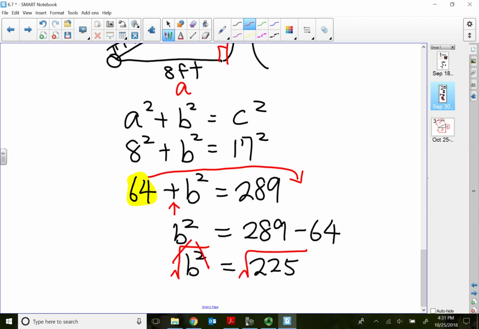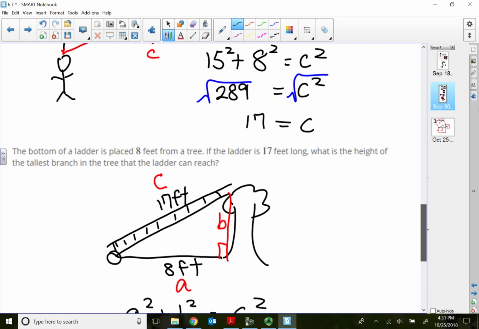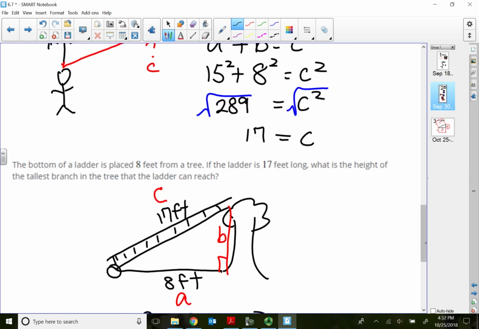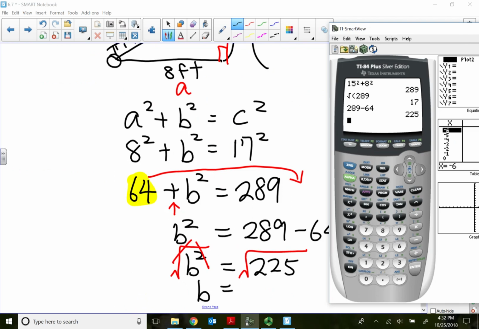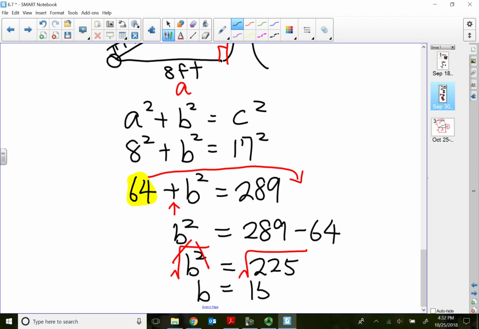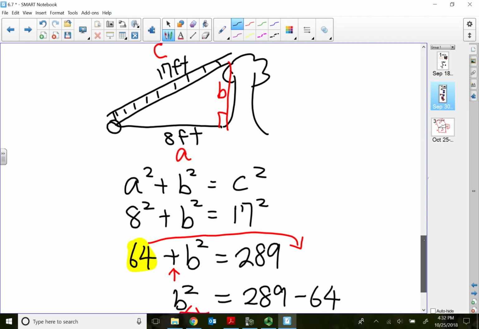Since squaring and square root cancel out, the height of the tallest branch must be the square root of 225. I'm going to show you this real quick: if I don't want to type in 225, I'm a little bit lazy here, I press second ANS. ANS stands for the answer from the previous line. So I'm taking the square root of the previous answer, which is 15. Sometimes that saves us time entering it. So my side B is 15 feet tall.